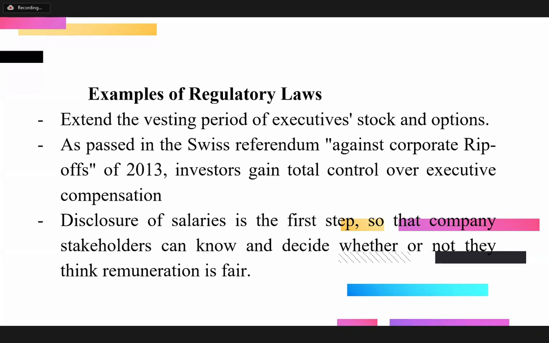And then in addition to that, there is disclosure of salaries, so that the stakeholders can know whether or not they think that remuneration is fair. Stakeholders being like the board of directors, and there are also institutional intermediaries that must all vote in the interest of the beneficiaries and the banks. And sometimes the shareholders are minority shareholders, like ordinary people. So to avoid them getting a rip-off, disclosure of salaries is a first step. Next slide.